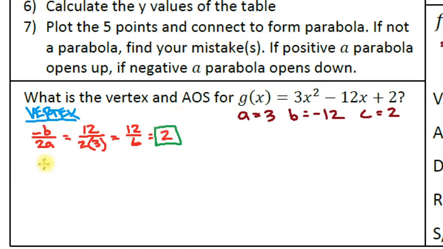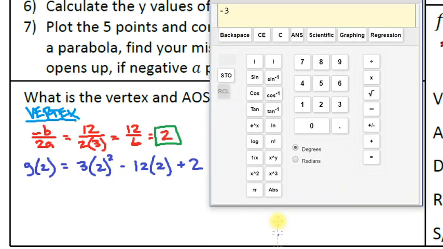How do we find our y value? We just plug in the x value. So you're going to find f of 2, oops, not f of 2. In this case, our function is g. So it's going to be g of 2 is equal to 3, remember our parentheses, times 2 squared minus 12 times 2 plus 2. And let's go ahead and plug that into our calculator.